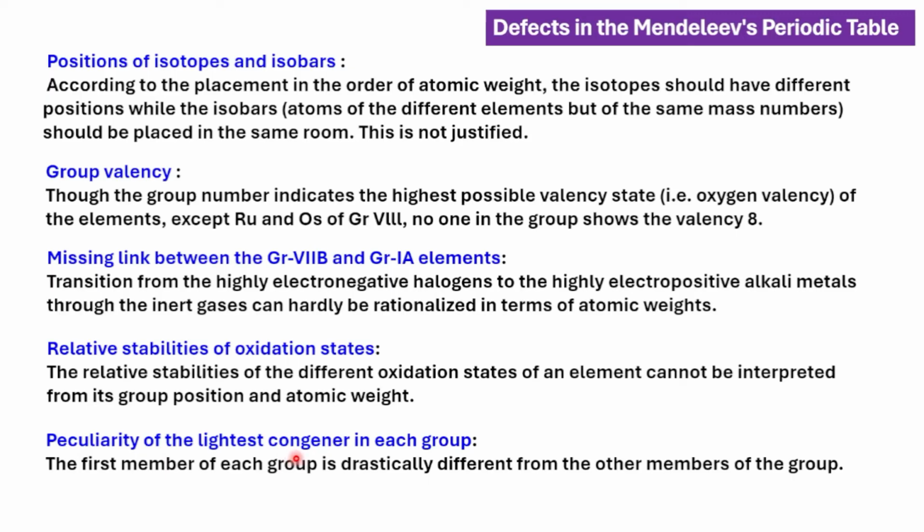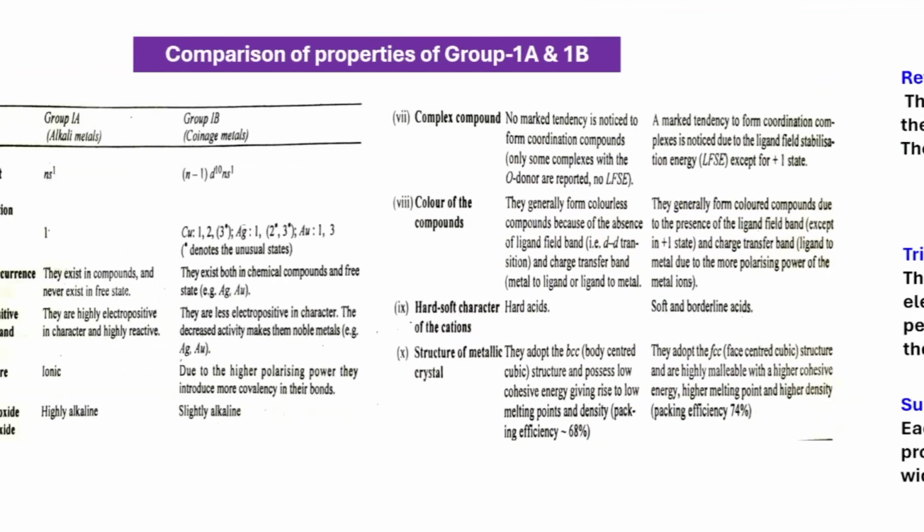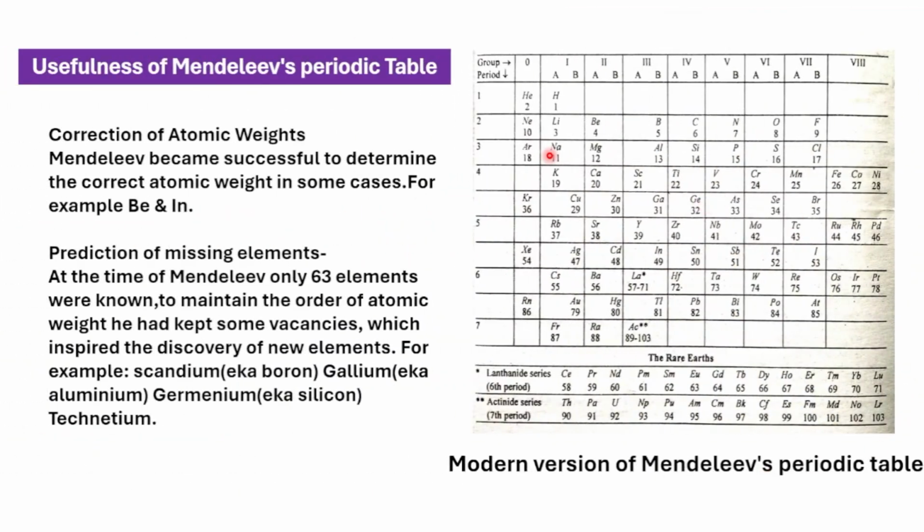Peculiarity of the lightest congener in each group. The first member of each group is drastically different from the other members of the group. For example, if you see the periodic table, you see helium, neon, argon, krypton, or hydrogen, lithium, sodium, potassium. In this group, hydrogen has dramatically different properties compared to the other elements. Similarly here, in the case of beryllium or boron or carbon, they have different properties compared to the rest of the elements in this group.